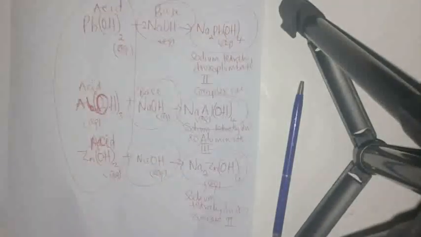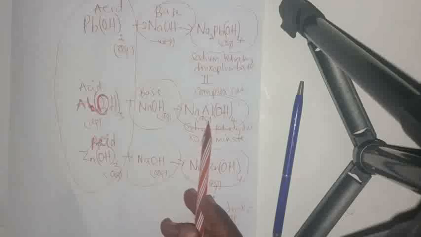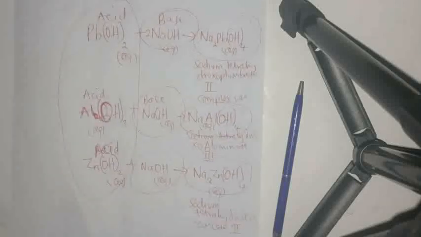But on the other hand, when you look at this other case, they have behaved as acids, and they have reacted with sodium hydroxide base to give us complex salts: sodium tetrahydroxoplumbate 2, sodium tetrahydroxoaluminate 3, and sodium tetrahydroxozincate 2 as our products.